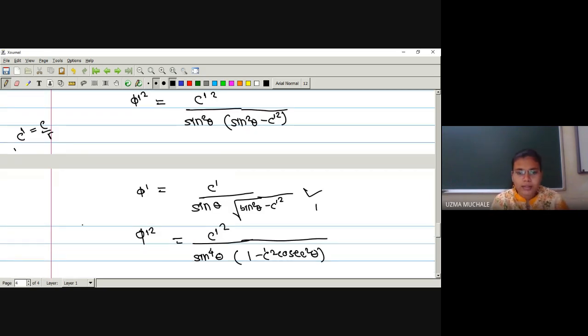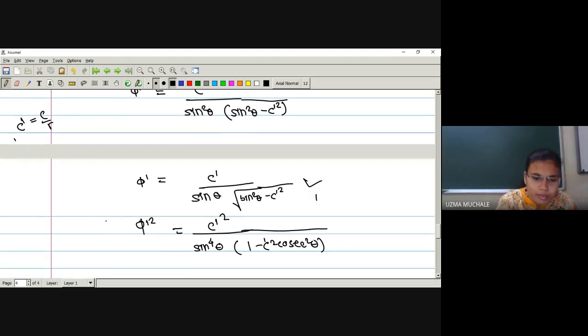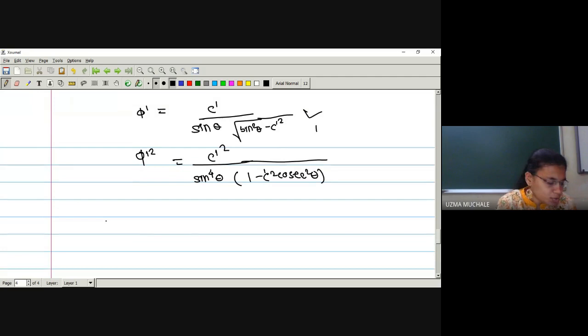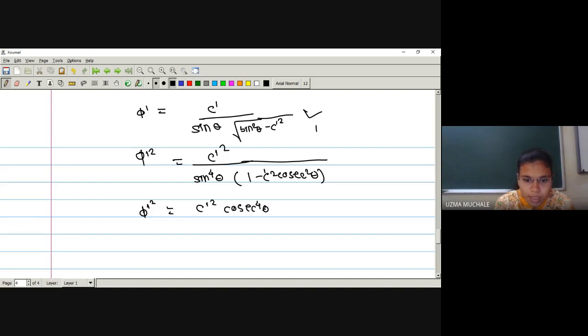Did everyone understand? Sine square theta common. Yes, ma'am. And 1 upon sine square theta is nothing but cosec square. So what will be this 1 upon sine square? Sorry, sine raised to 4, so 1 upon sine raised to 4 is cosec raised to 4 theta, divided by 1 minus c dash square cosec square theta.